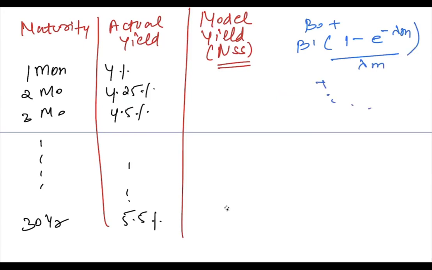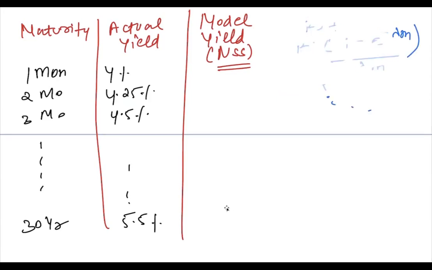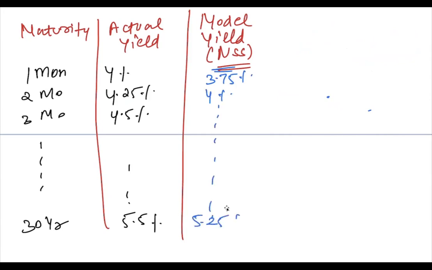And so on. So using this formula, we will find the model yield, which, let's say, comes to be 3.75%, 4%, something like this, and so on, let's say 5.25%. So now what we'll do, we'll calculate the error.